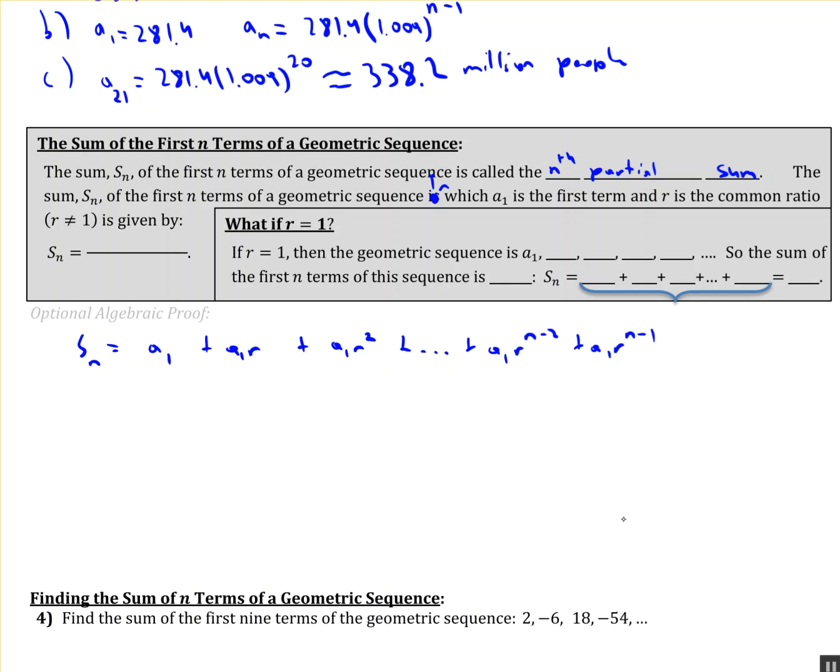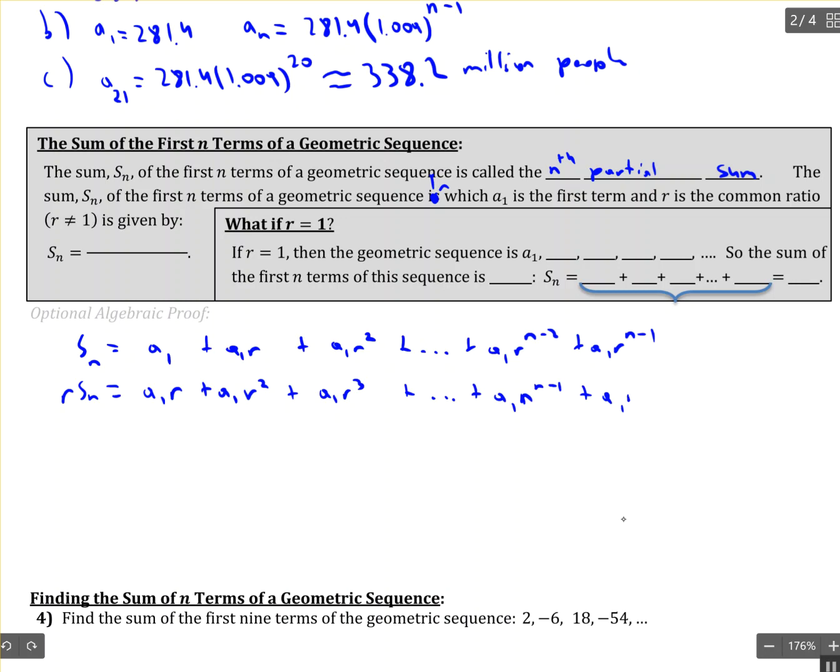And the reason for that is, let's multiply that by r, and let's see what happens. So I get A1r plus A1r squared plus A1r cubed plus dot dot dot plus A1 r to the n minus 1, right? We're just adding 1 to that exponent. And then A1 r to the n.